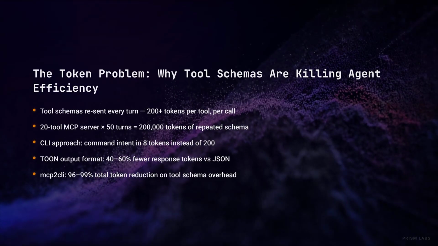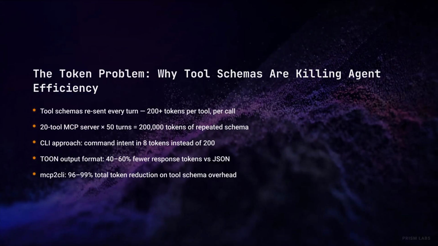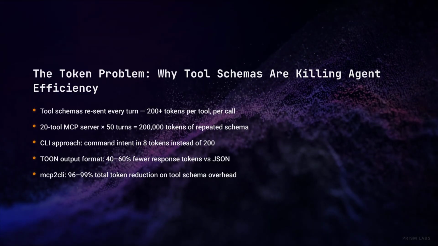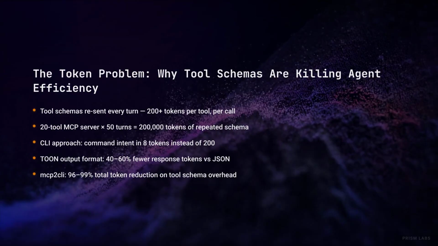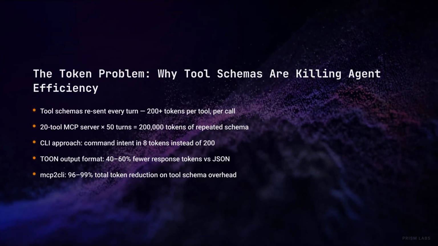The TOON output format, token-optimized output notation, further compresses the response, saving an additional 40 to 60% compared to standard JSON. For long agentic workflows, this adds up fast.